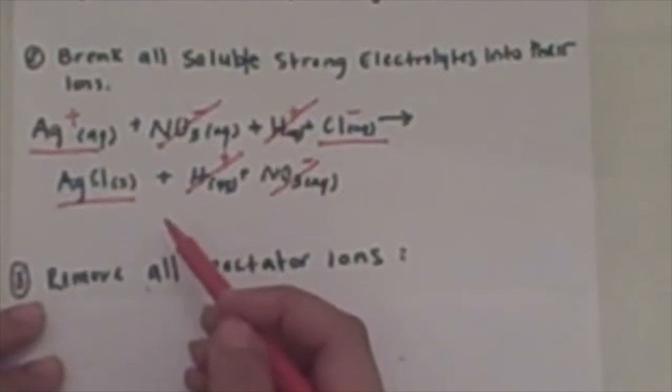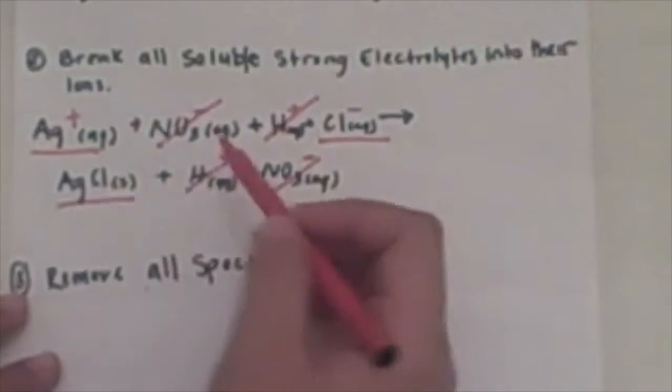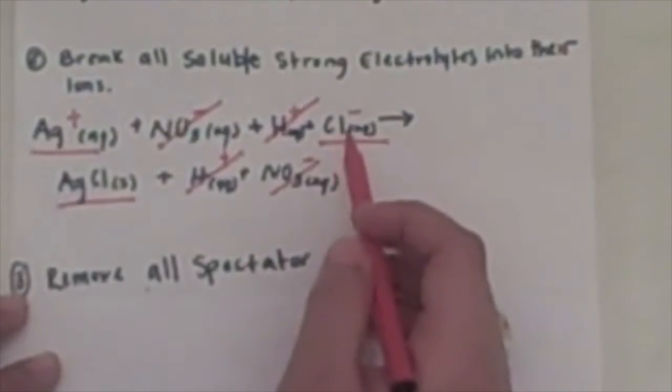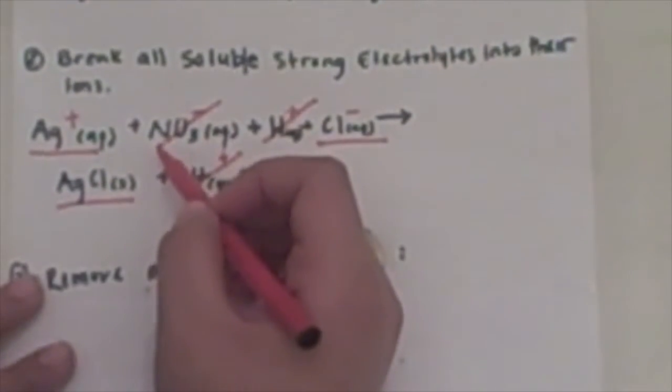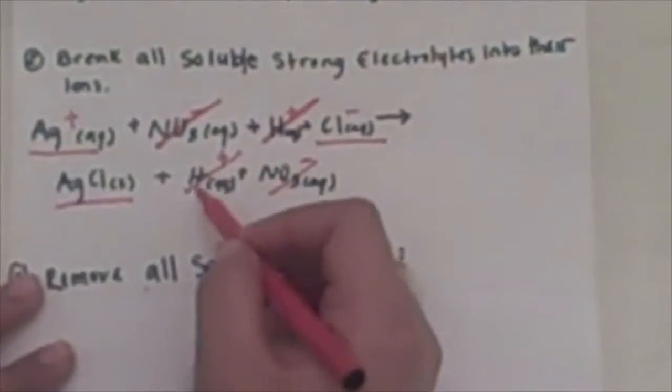Here I broke it up and went ahead and did step 3, which says to remove all of the spectator ions. Spectator ions are anything that doesn't go into forming your precipitate. Our precipitate in this instance is the silver chloride. Silver chloride consists of silver and chloride. So we're going to take away our nitrate and our hydrogens. Once we take these away, we're left with silver chloride as our precipitate. Then we write out our equation with whatever is left. And this is what it should end up looking like.